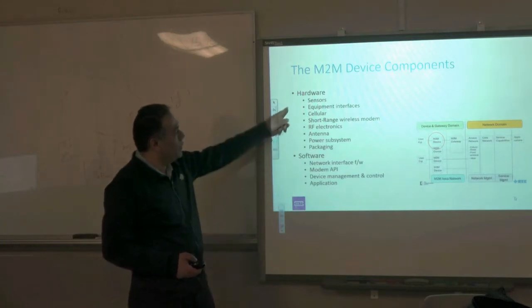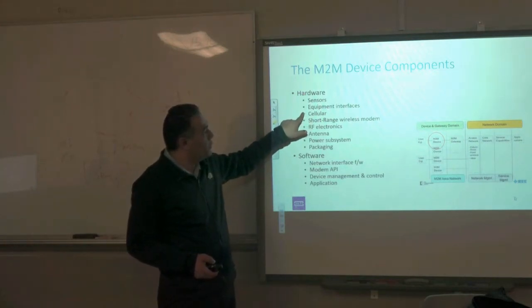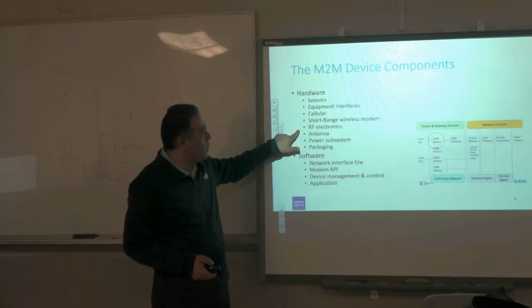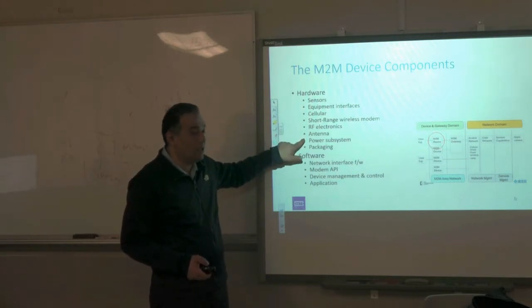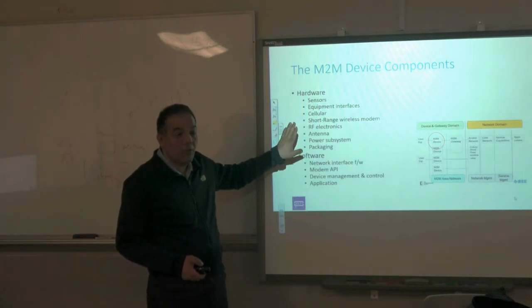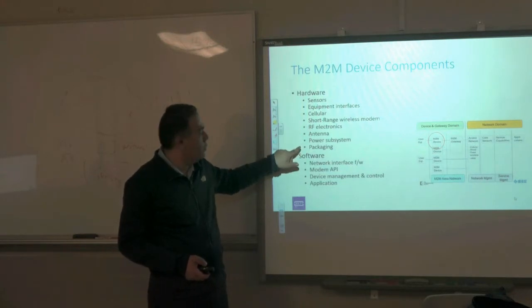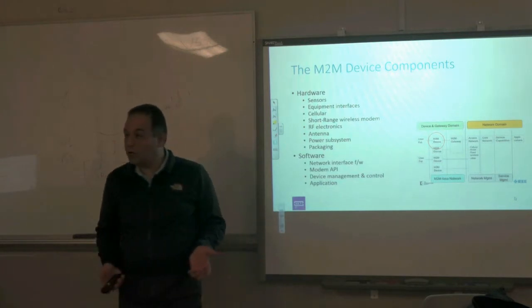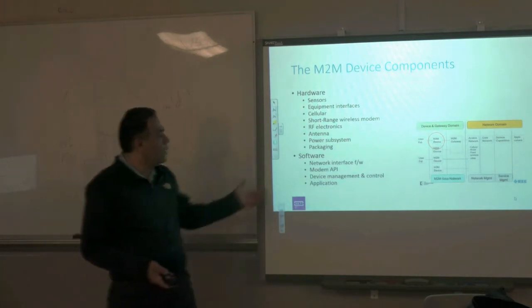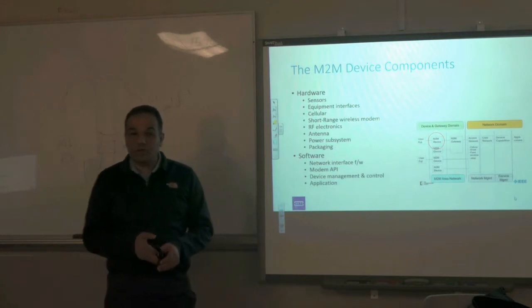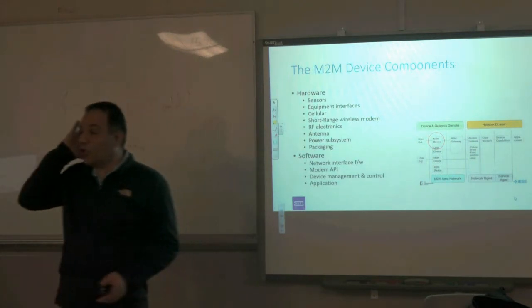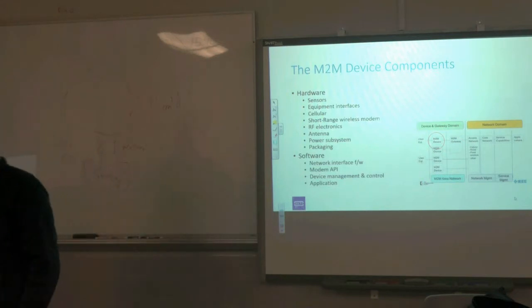So hardware, like sensors, equipment interfaces, cellular, short-range wireless modem, RF electronics, antenna. Antenna is a big issue. A big issue. We'll talk about it later. Okay, power subsystem. Of course, any device has to have power. How you're feeding it, right? And packaging. This packaging is one of the most important topics. We're going to talk about it in the whole class. How you package your product.